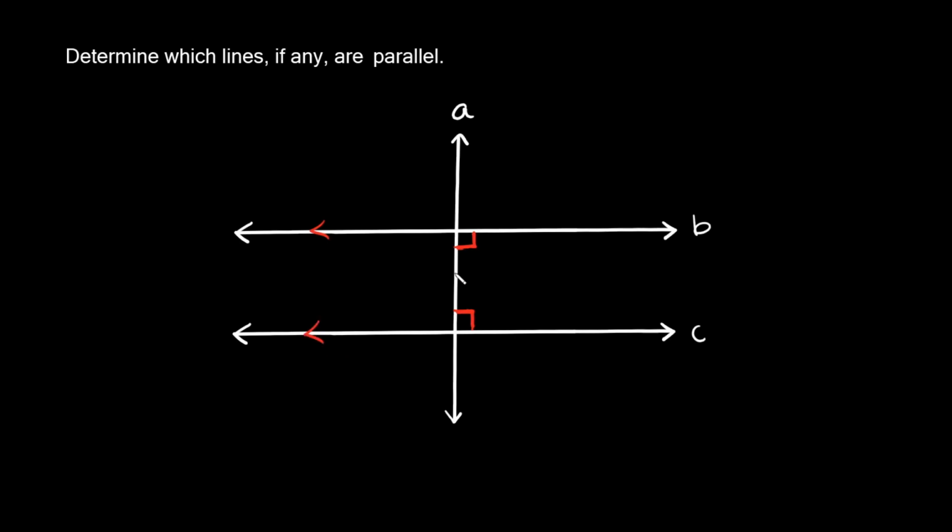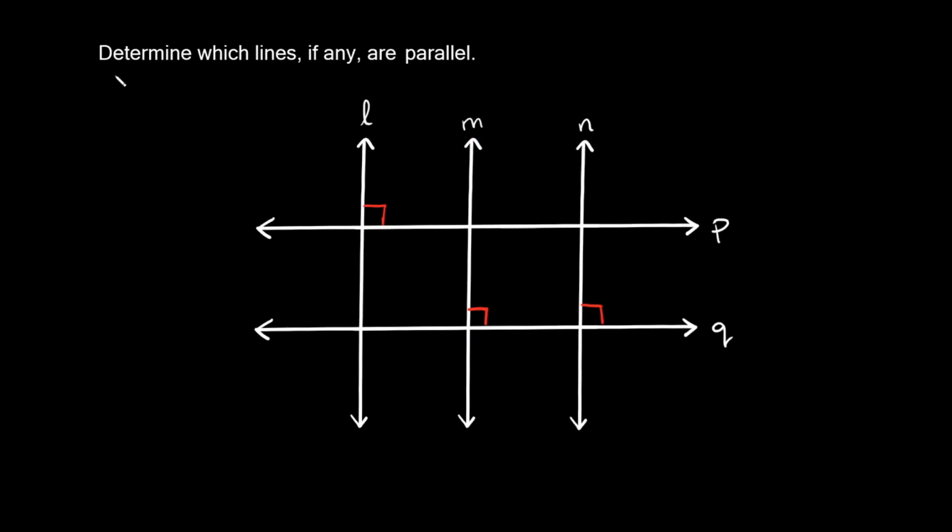The reason for that is because both of these form the exact same angle with this transverse line, this line A right here. Since they both form the exact same angle with the exact same line, again, we can assume that these two lines B and C are parallel. So we can say B is parallel to C.